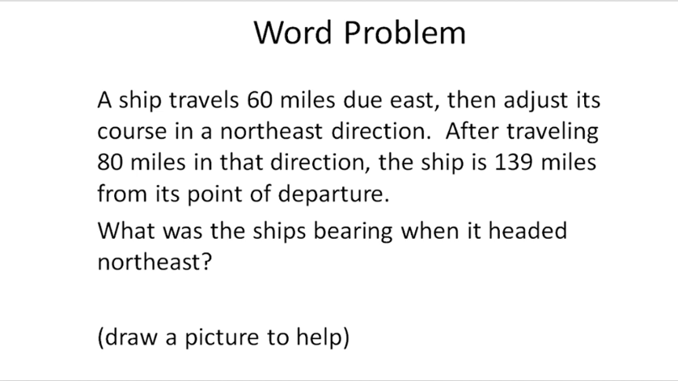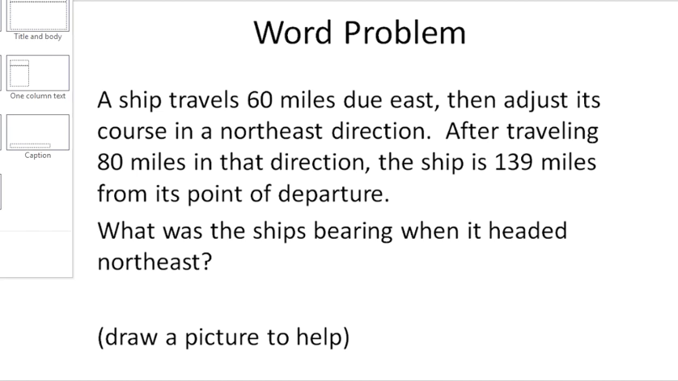Again, we're going to draw a picture of this in a minute, but just trying to read it through. And after traveling 80 miles in that direction, the ship is 139 miles from its original point of departure. What was the ship's bearing when it headed northeast? All right, let's draw a picture because, as I've said, I don't know, maybe 15,000 times, a picture is worth 1,000 words when it comes to trigonometry. So let's make sure we get a real good feel for this.